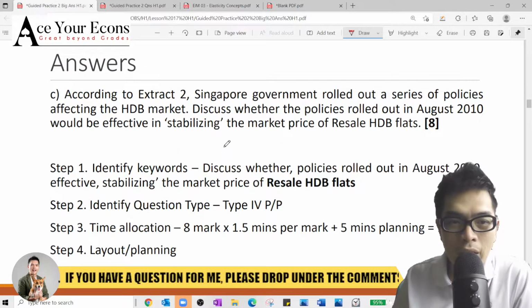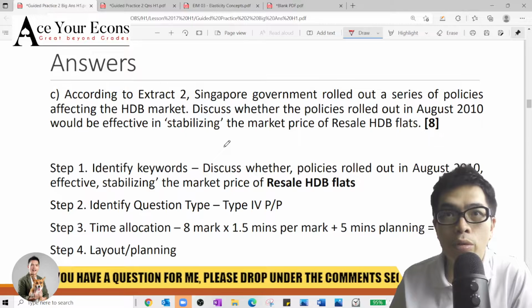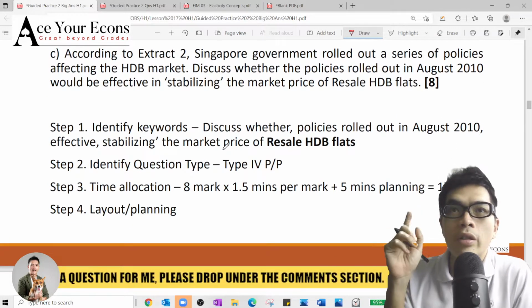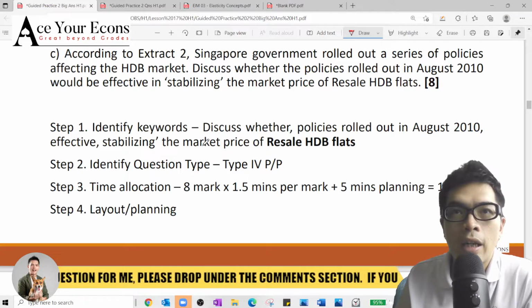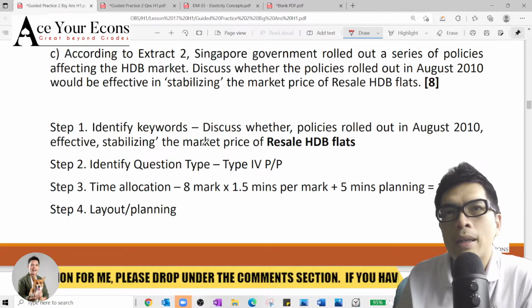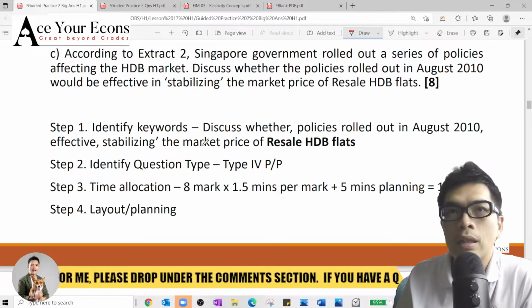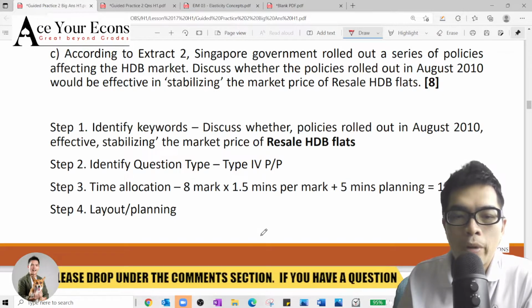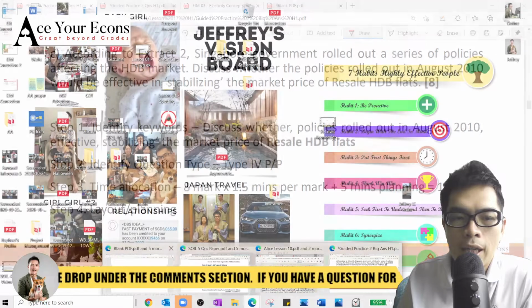So whenever we attempt such questions, we need to know what concept is tested. The concept that is tested, I've covered this under my demand and supply micro lessons. It's known as price reduction policies. Price reduction policies is the key concept.